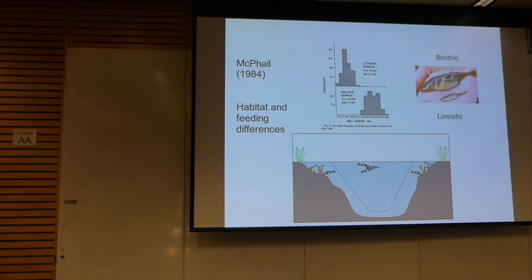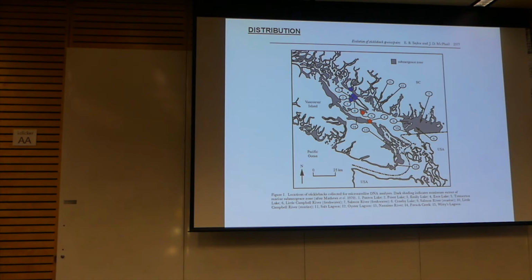And the plot in the middle just shows gill raker count. So these things feed on different things. The benthics have lower numbers of gill rakers, tend to feed on benthos. The limnetics have a higher number of gill rakers, tend to feed on plankton. These are very, very well established for decades. These things have been sort of stable entities.